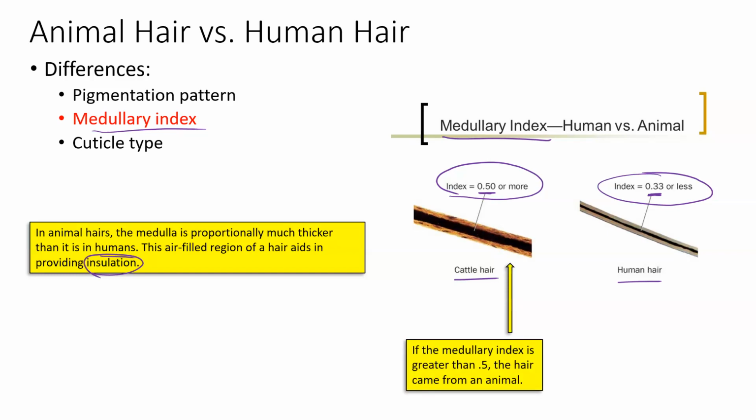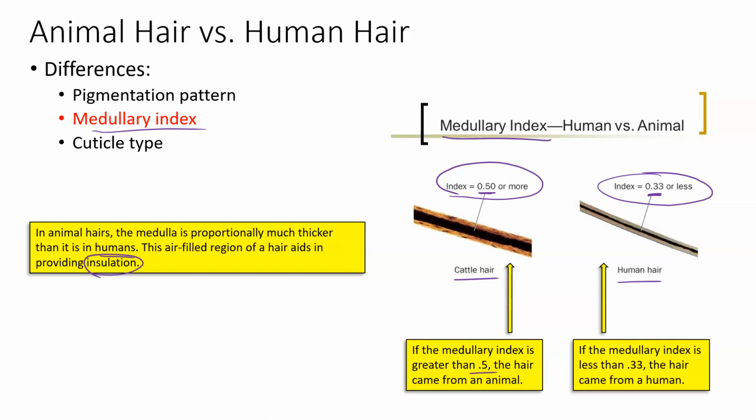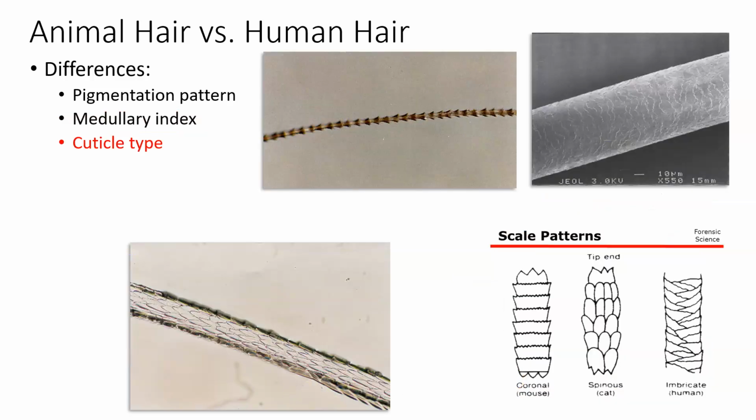If the medullary index is greater than 0.5, the hair came from an animal, and if the medullary index is 0.33 or less, the hair came from a human. So if you look at a hair and the medulla looks like it's about a third of the total width of the hair, then it is a human, and if it looks to be roughly 50% or more, then it is animal. Last difference we're going to focus on is the cuticle type.